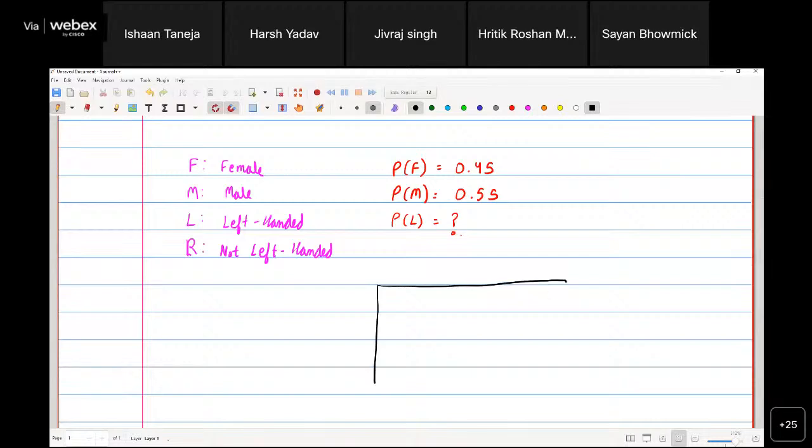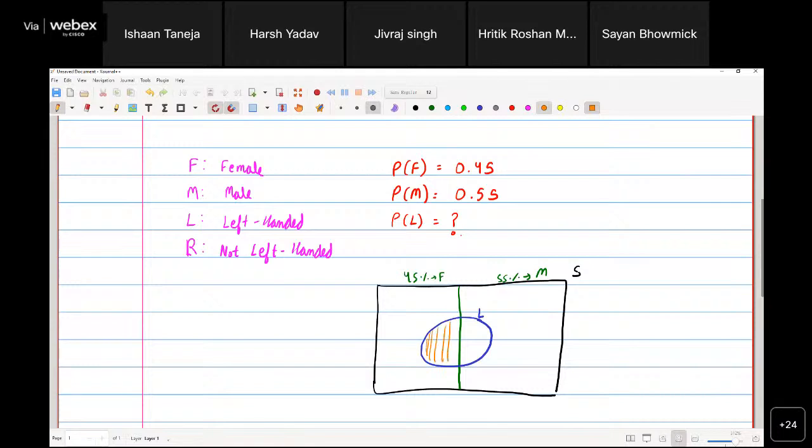Let me just do this. So this is my complete population. I can split it into two parts, right? This 45% is females and the remaining 55% is males. And let's say these are my left-handed people, this blue circle. To find how many are left-handed, the information I need is to find this region and this region, right?